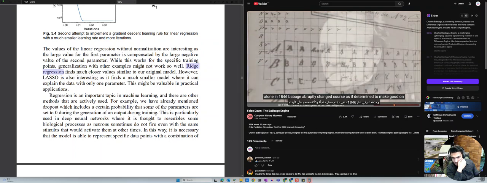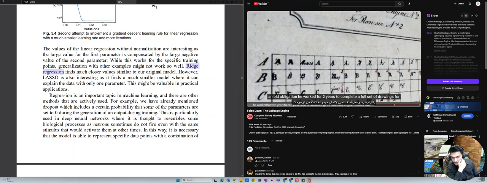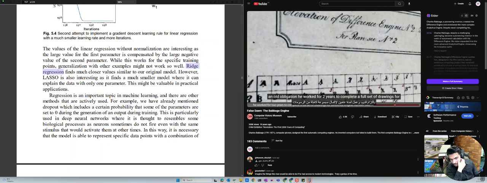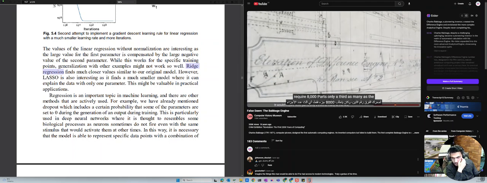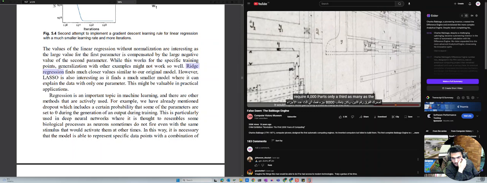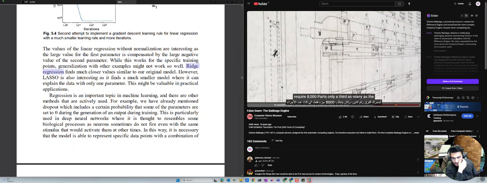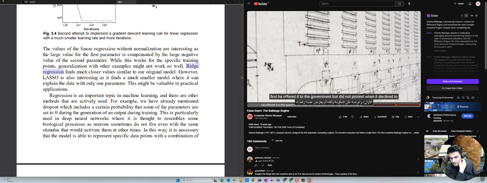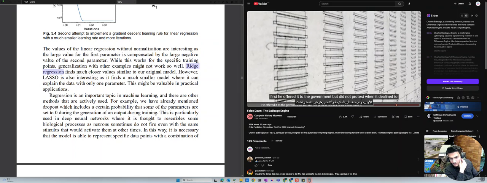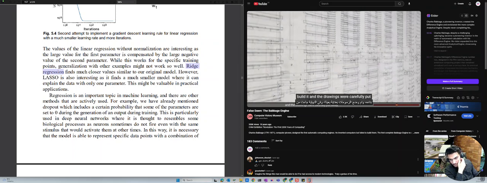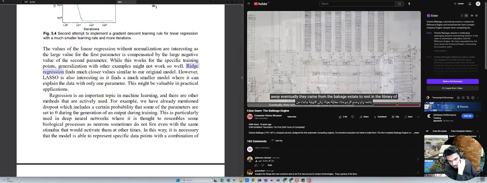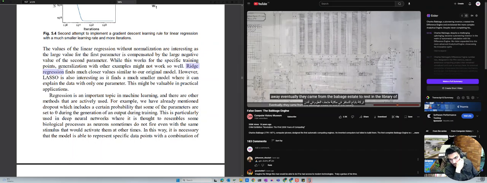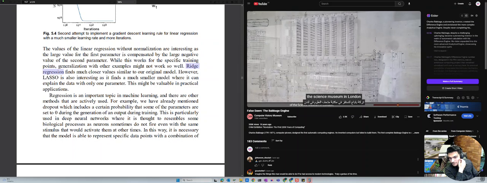As if determined to make good on an old obligation, he worked for 2 years to complete a full set of drawings for difference engine number 2. It would require 8,000 parts, only a third as many as the first. He offered it to the government, but did not protest when it declined to build it, and the drawings were carefully put away. Eventually, they came from the Babbage estate to rest in the library of the Science Museum in London.